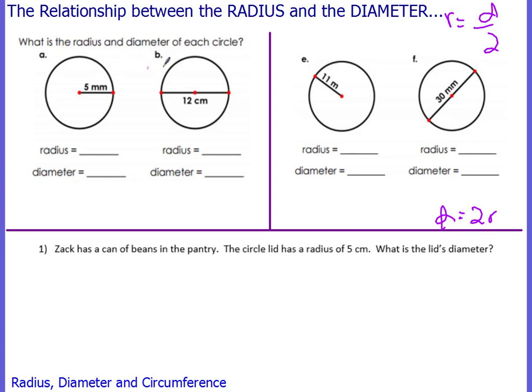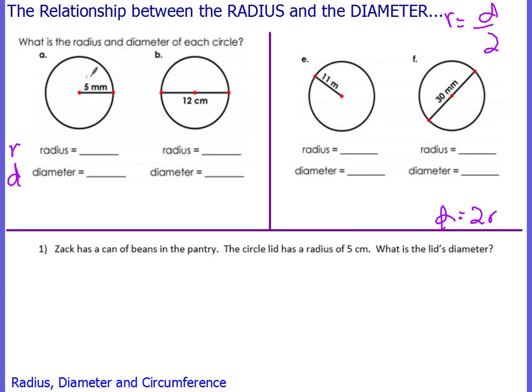Alright, we want to find the radius and diameter of each circle. Okay, we're given something here. Are we given the radius or are we given the diameter? Well, if you look at the r and you look at the d for diameter, you'll see that the d is longer than the r. So the d is the diameter. It's the longer piece. Radius is the shorter one.